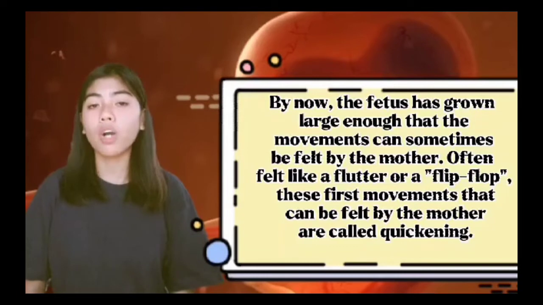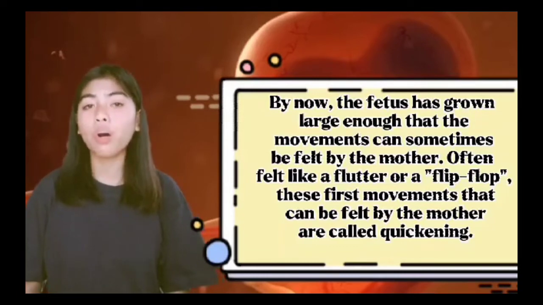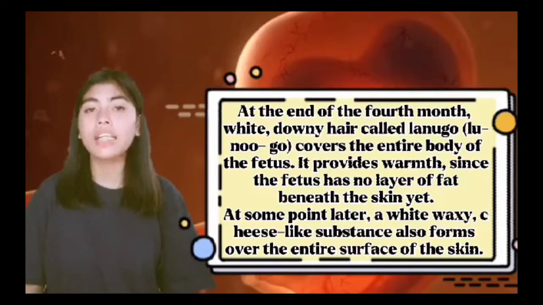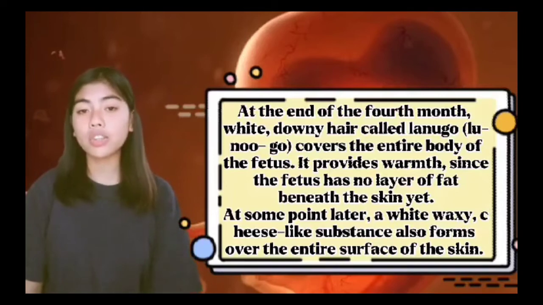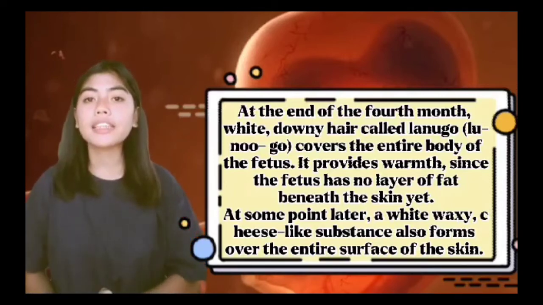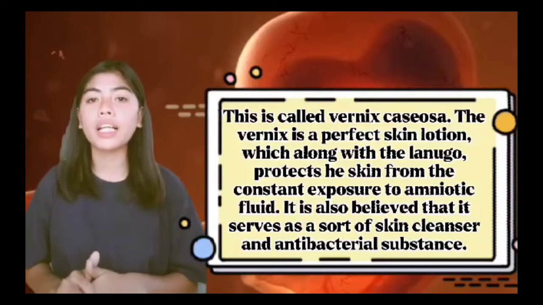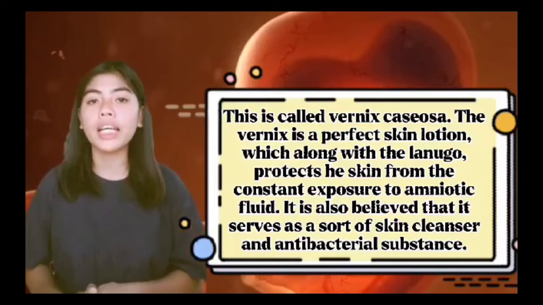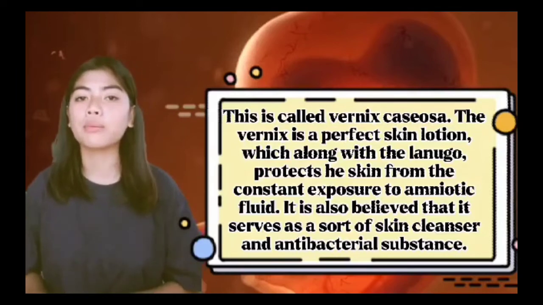At the end of the 4th month, white downy hair called lanugo covers the entire body of the fetus. It provides warmth since the fetus has no layer of fat beneath the skin yet. At some point later, a white waxy cheese-like substance also forms over the entire surface of the skin, and this is called vernix caseosa. The vernix is a perfect skin lotion which, along with the lanugo, protects the skin from the constant exposure of amniotic fluid. It is also believed that it serves as a sort of skin cleanser and antibacterial substance.